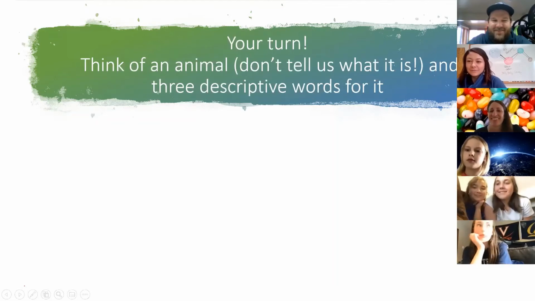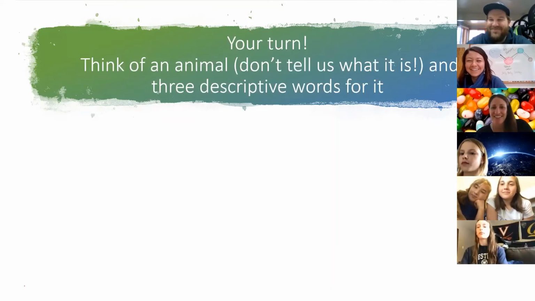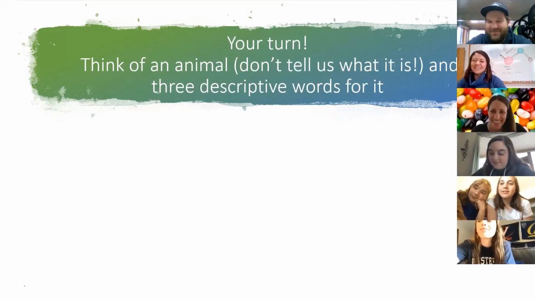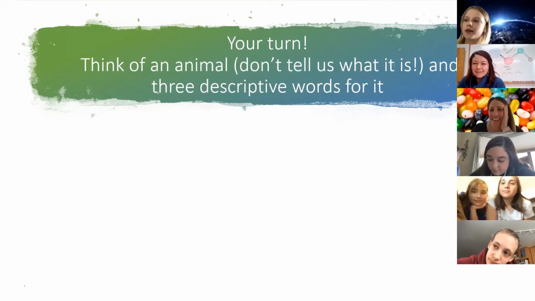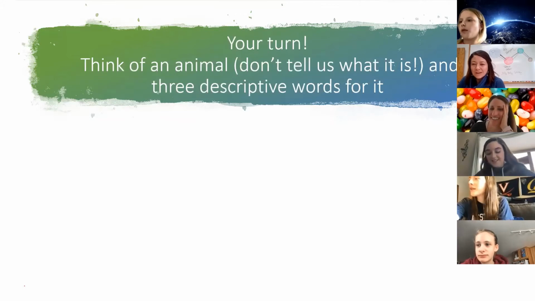Okay, I have one. Okay, go ahead. It's squishy. It has 8 legs and it lives in the ocean. Octopus. I have one. Okay, go ahead. Slimy, slow, shell. Snail. Nice, good job. That's a good one.